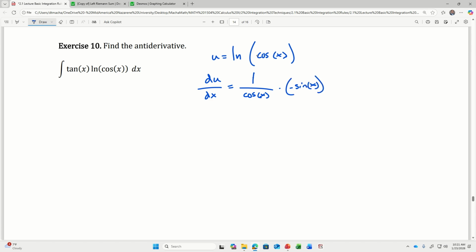Nice. So it's the chain rule. The derivative of natural log is 1 over blank. And then we multiply by the derivative of cosine, which is negative sine. Very good. We said this a second ago: sine divided by cosine is tangent. So I could replace my tangent x dx with negative du.